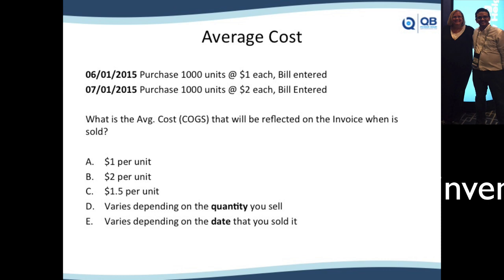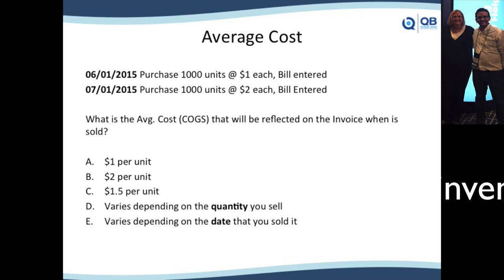I think I had the results still shared. So we bought 1,000 units at $1 each, 1,000 units at $2 each on two different dates. And the question is, what is going to be the average cost on the next invoice I create? What is the right answer? Just put the answer in your chat. Most people are answering C, $1.50 per unit.